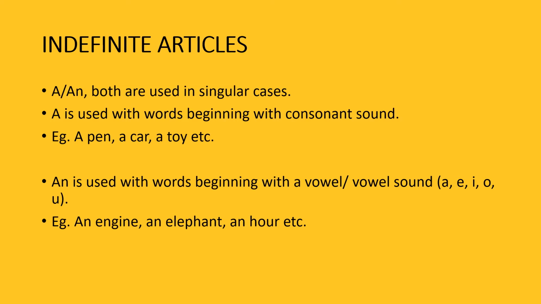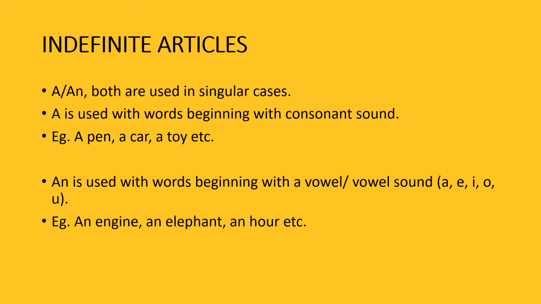Now, if we talk about a, it is used with a consonant sound. So, if a word is beginning with a consonant sound, we will use a before it. Like a pen. Pen starts with the sound of a consonant, that is P. So, we will use a. Similarly, in car, it starts with K, which is a consonant sound, so we will use a.